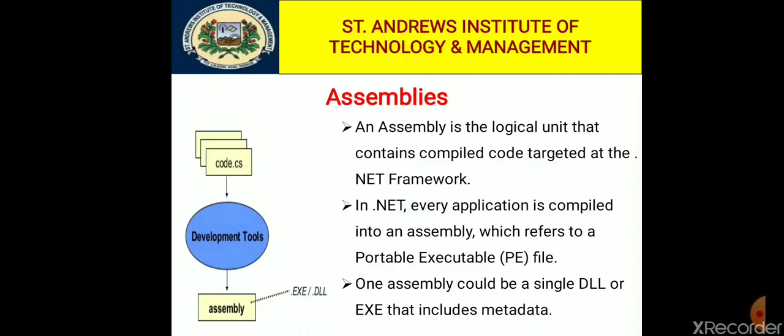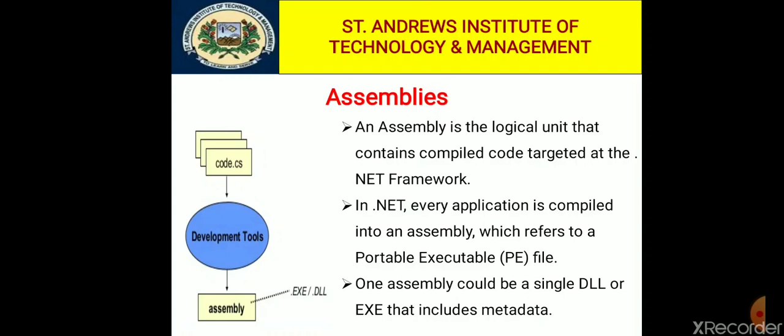So the portable executable file can be either a dynamic link library or an executable file that contains the MSIL code of the compiled application. MSIL stands for Microsoft Intermediate Language. In the last class we already discussed MSIL in detail.